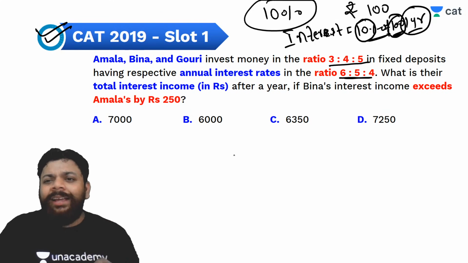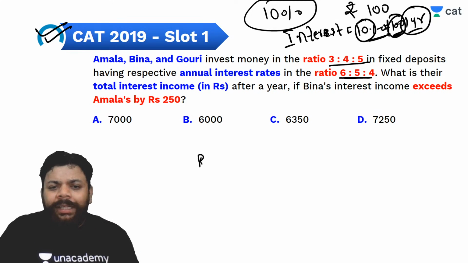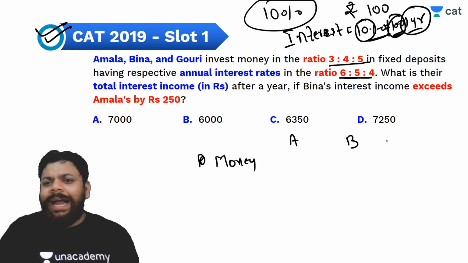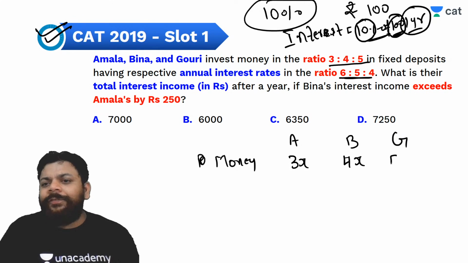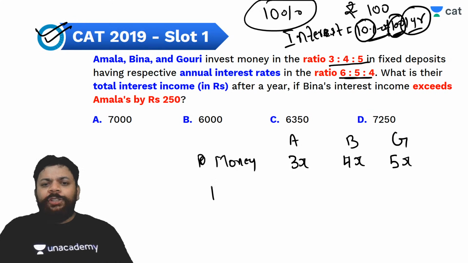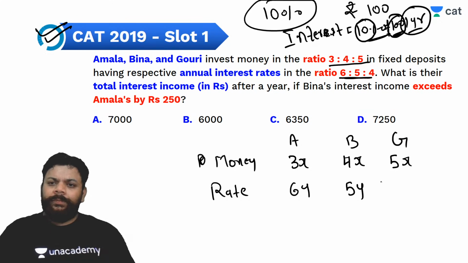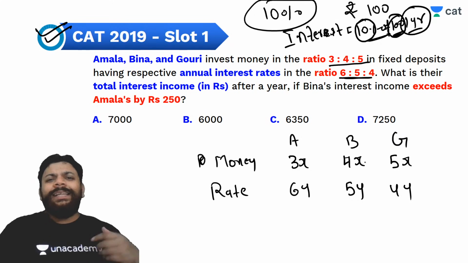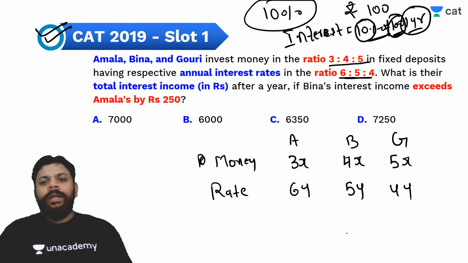So just try to think, यहाँ पे जो भी प्रिंसिपल वैल्यू है और मनी इन्वेस्टेड है, that is for A, B and G, that is let's say 3x, 4x and 5x, और जो भी रेट है that is nothing but 6y, 5y and 4y. Instead of having this as percentage, definitely your answer is correct, Khushbu.